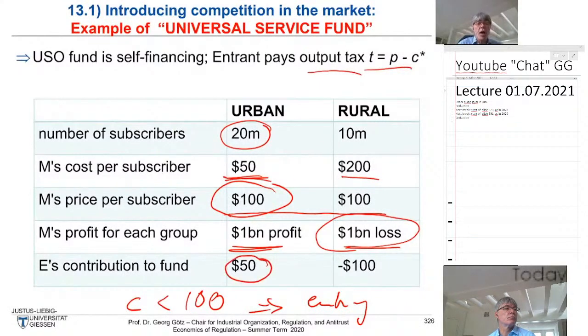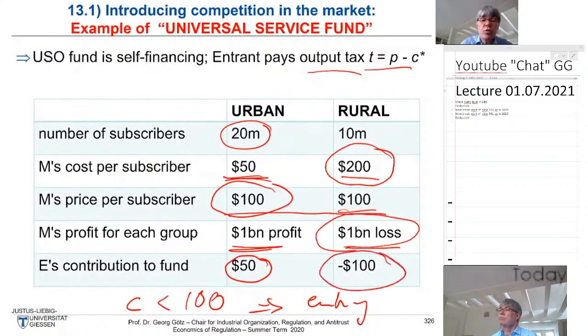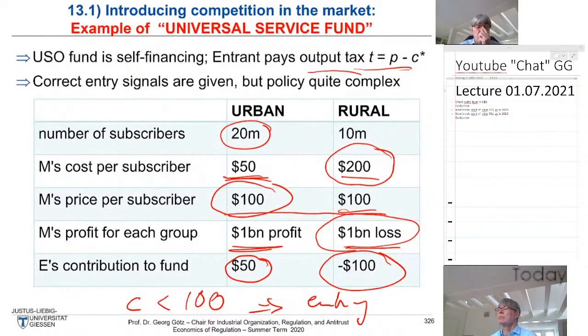At the same time, and this is our second problem here, suppose our entrant would have costs of, say, 180 to supply the rural area, because they have to build up some masts for a mobile telephony system. They could enter for 180, but given that the price is 100, they wouldn't. Now, if we have this output tax, they would receive a subsidy of 100, the subsidy the incumbent also pays per user in the rural areas, and they would enter. So you see why this output tax gives the right kind of incentives. But the problem is, of course, it's really complex because you have to have a different tax according to the different regions.